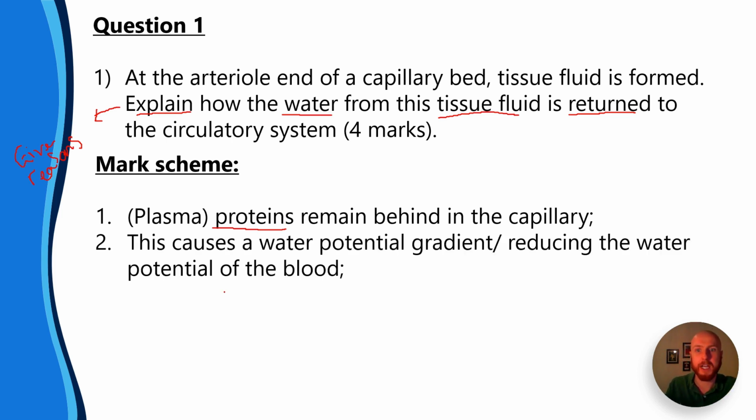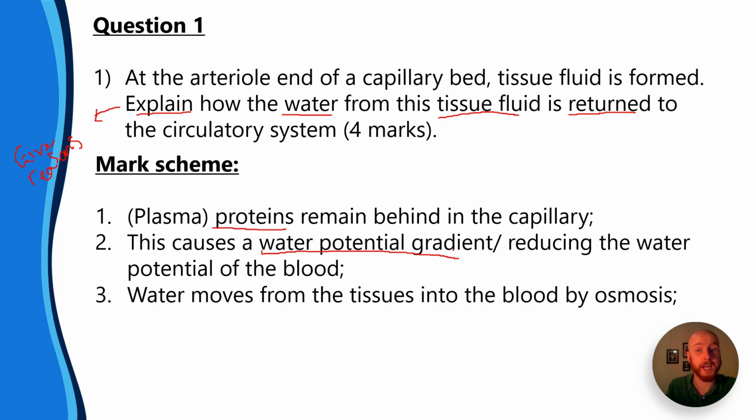Your second mark is for saying that this causes a water potential gradient. And remember, a gradient is where we go from high to low or low to high. So in this case, we'd have high water potential outside the capillaries, low water potential within them where the plasma proteins are. Your third mark comes for saying that water moves from the tissues into the blood by osmosis.